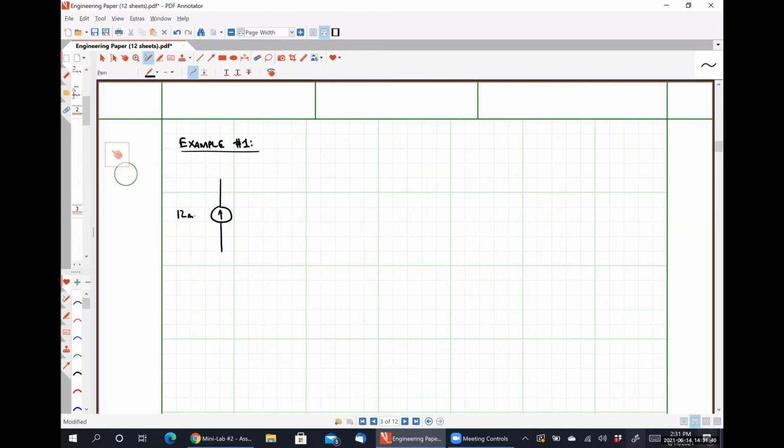This is a 12 milliamp source. We connect it to a dependent current source whose value is 0.03 VY. That is in parallel with a 10 kilo ohm resistor, whose voltage drop is Vx. And this is in turn in parallel with a current source having 3.5 milliamps direction down.